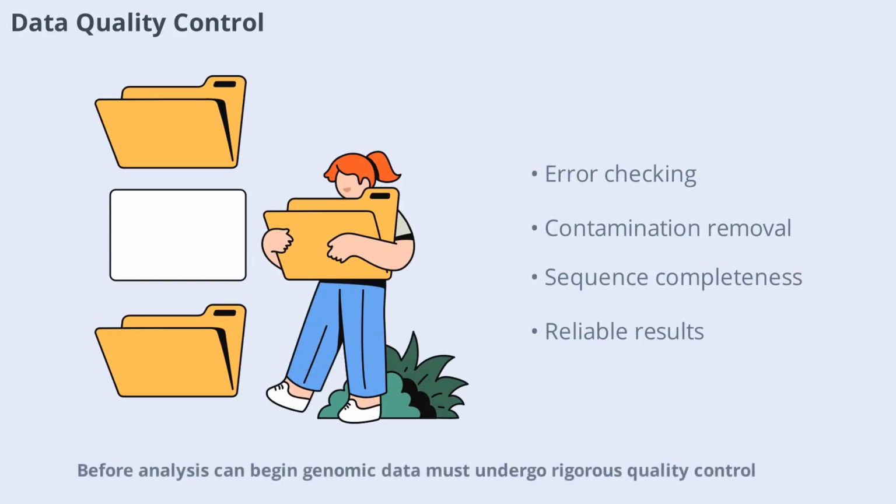Before analysis can begin, genomic data must undergo rigorous quality control. This process involves checking for errors, contamination, and incomplete sequences. High-quality data ensures that subsequent analyses are accurate and reliable. Scientists use specialized software to filter out low-quality reads and correct sequencing mistakes. Quality control is a crucial step that underpins every successful genomic study.